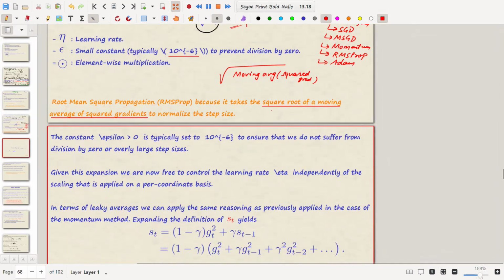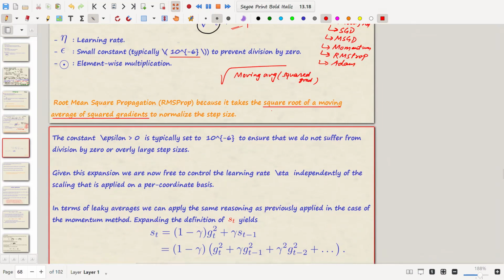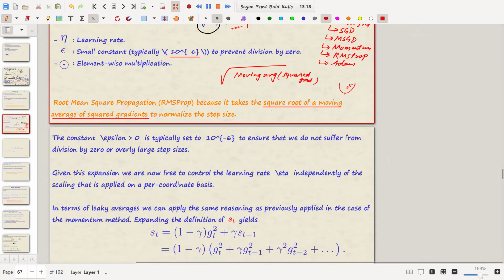Anyway, why did we take epsilon greater than 0? It's typically set to 10 to the minus 6 to ensure that we don't suffer division by 0. Else your optimization algorithm will just diverge. Like you are here and it is trying to reach this optimum, but the moment somehow the gradient turns out to be 0, then it will just spike up. It will go towards infinity if you are dividing by 0. So therefore there is a plus epsilon term in the denominator.